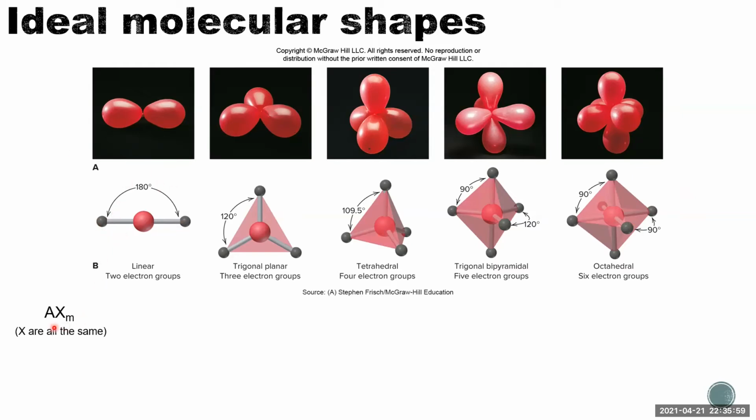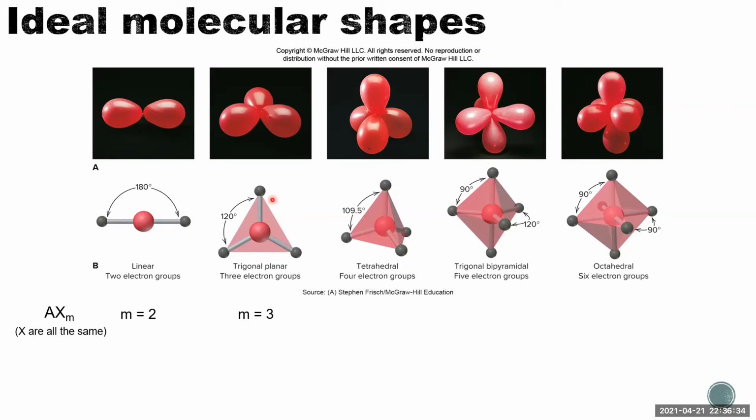And that refers to AX_m. We don't have electrons, and all the X are the same atoms. When m equals 2, these two atoms want to get as far away from each other as possible, so they occupy opposite directions, and the shape is a linear shape. The bond angle is 180 degrees. If we have 3 atoms around the central atom, if m equals 3, we have the ideal molecular shape as trigonal planar shape, and the bond angle is 120 degrees.